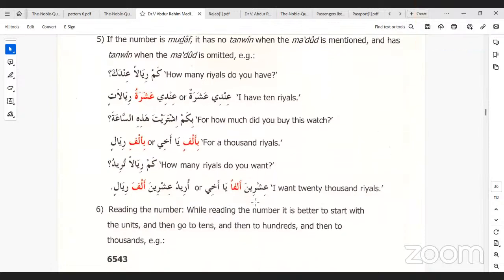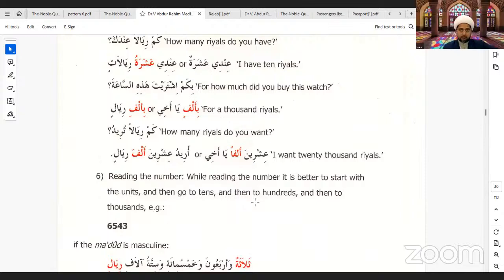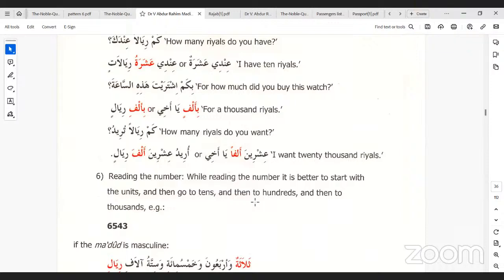Okay. Bikam ishtaraita hadhihi sa'ata? For how much did you buy this watch? Bi alfin ya akhi, for 1,000 riyals, or bi alfi riyalin. So in the first one, there was no mention of riyal, so that's why it is kasratayn tanween. Yep. Kam riyalan turidu? How many riyals do you want? Ishrina alfan ya akhi, or uridu ishrina alfa riyalan. I want 20,000 riyals.